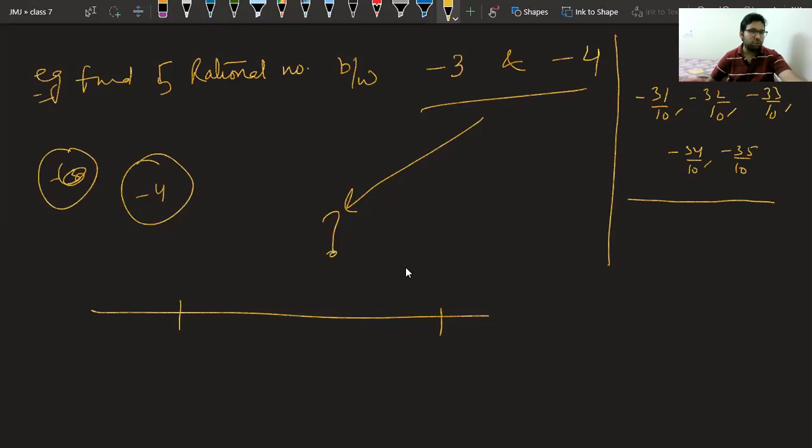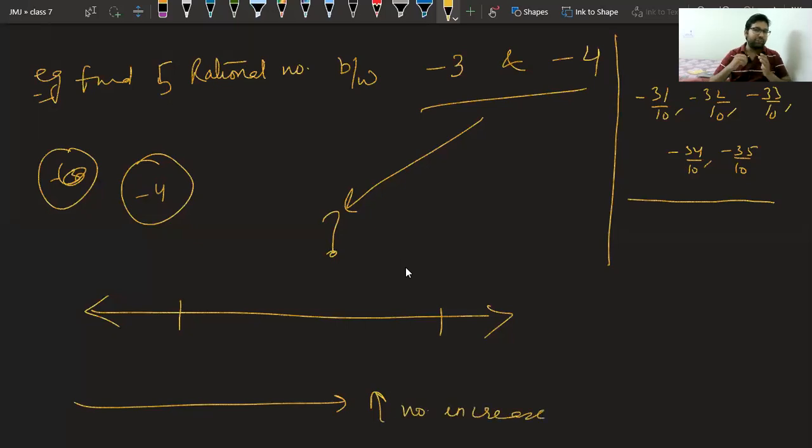The first position will be given to the smaller number. We all know on the number line, when you go from left to right, the numbers are in ascending order. Class, try to remember, when we go from left to right, numbers increase. That means we have to understand amongst minus 3 and minus 4, which number is smaller? Minus 4 is smaller. On the left, you will have minus 4. It is the smaller number. Minus 3 will come on the right.